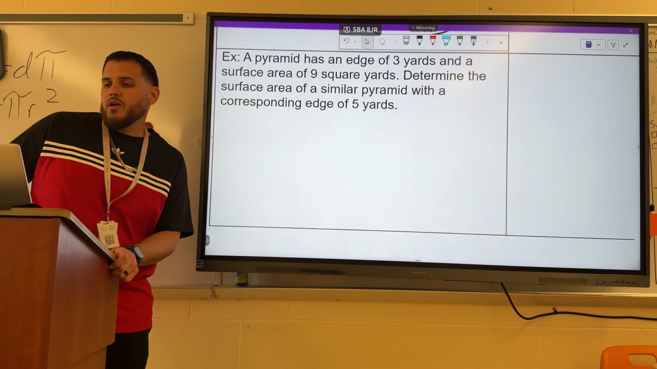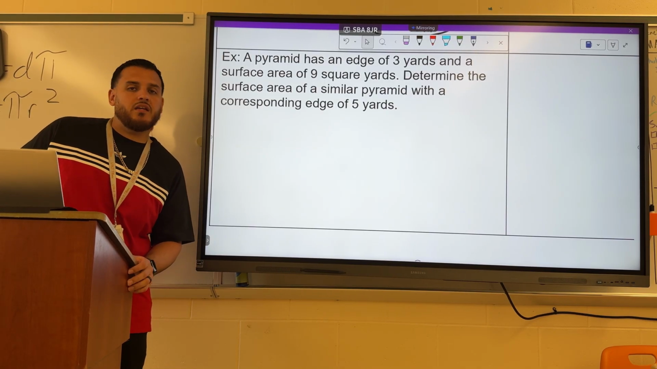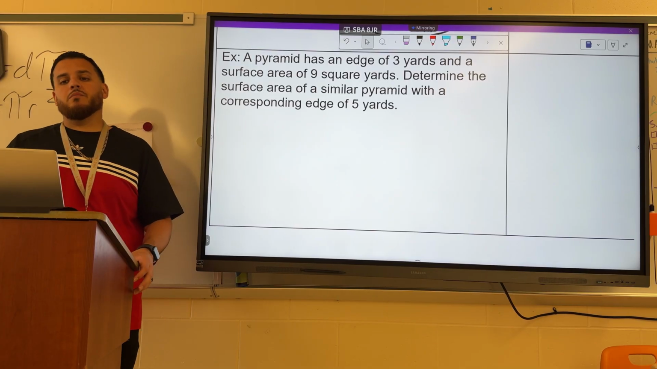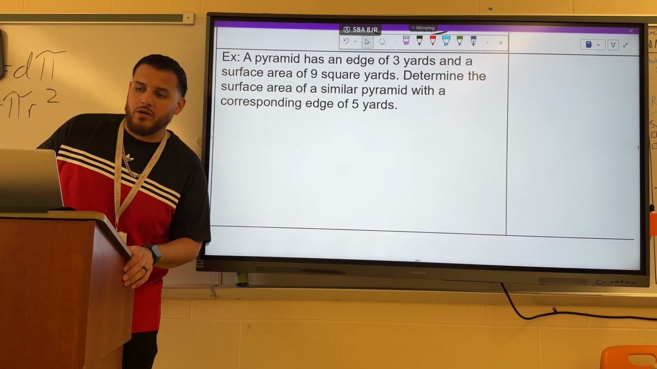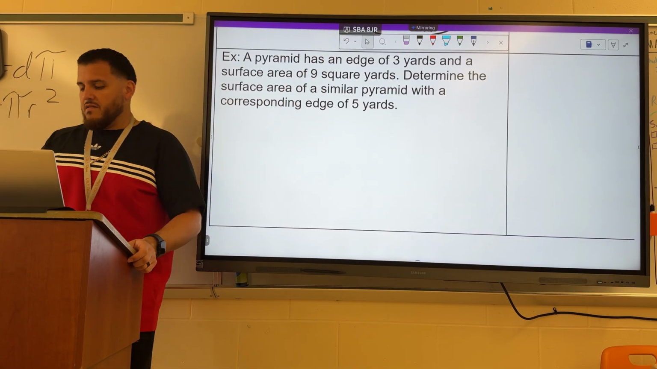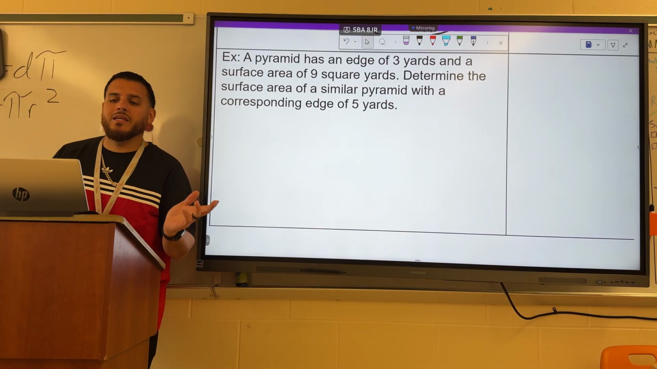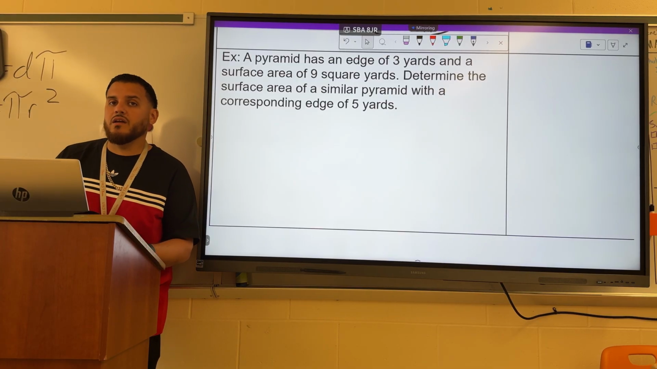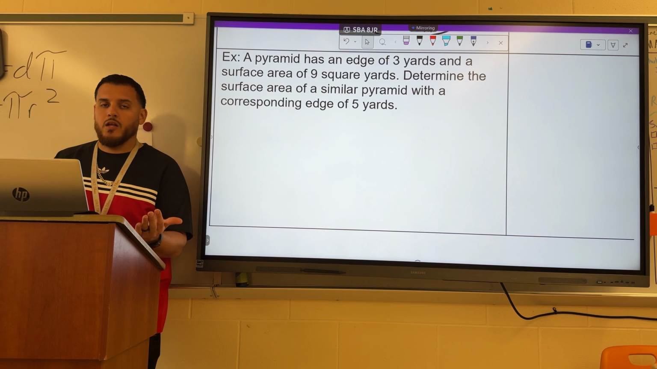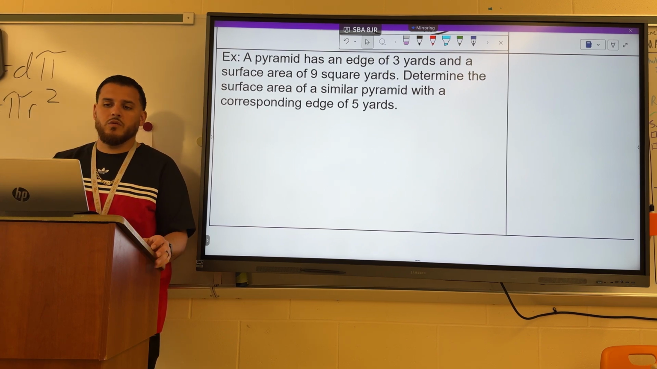In our last example here, we have a word problem. It says a pyramid has an edge of 3 yards and a surface area of 9 square yards. We had to determine the surface area of a similar pyramid with a corresponding edge to the 3 yards being 5 yards. So it's a pyramid this time, not a prism or a cone, but again, it does not matter. For surface area of any solids, they're going to be proportional to the scale factors for your similar solids.